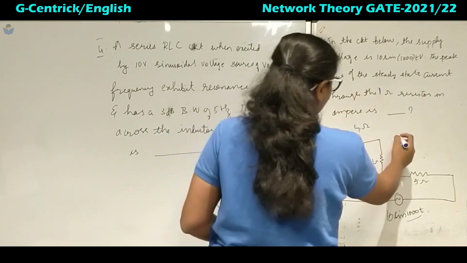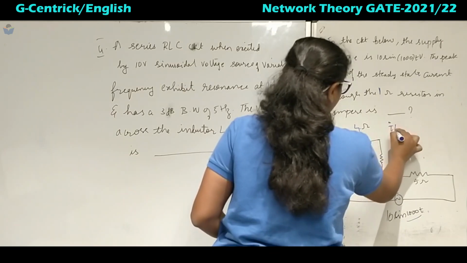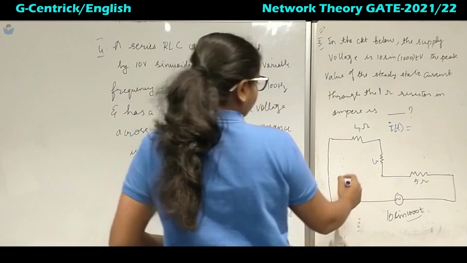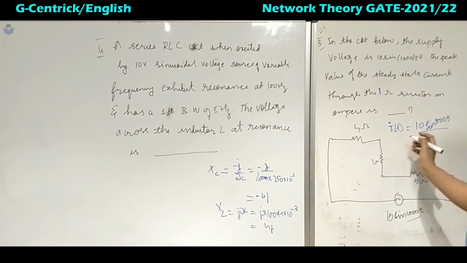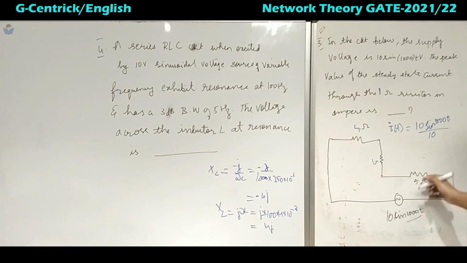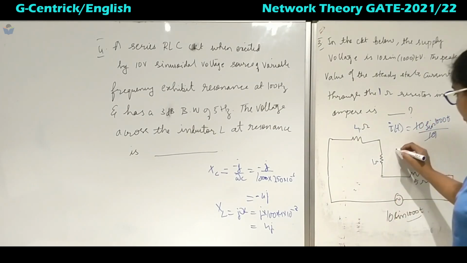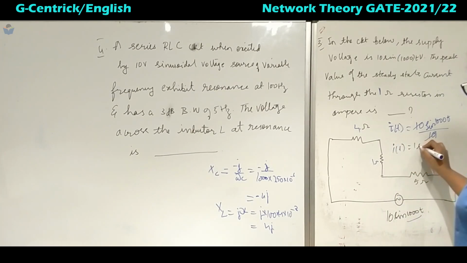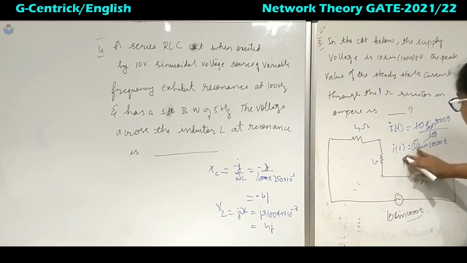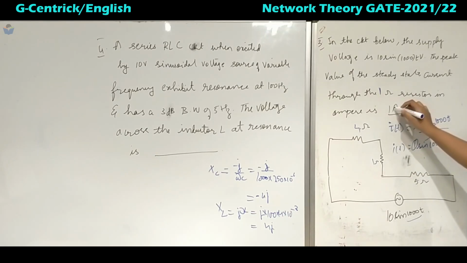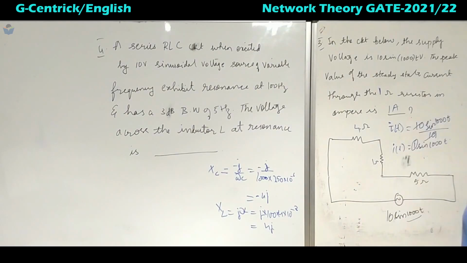To find the steady state current, I of t total is nothing but voltage 10 sin 1000 t divided by total resistance 5 plus 4 plus 1, that is 10. So this 10 and this 10 get cancelled. So I of t is equal to 1 sin 1000 t. They have asked for the peak value. So what is the peak value? This only, Im, right? So I peak we can write as 1 ampere. So this is the answer for the question.